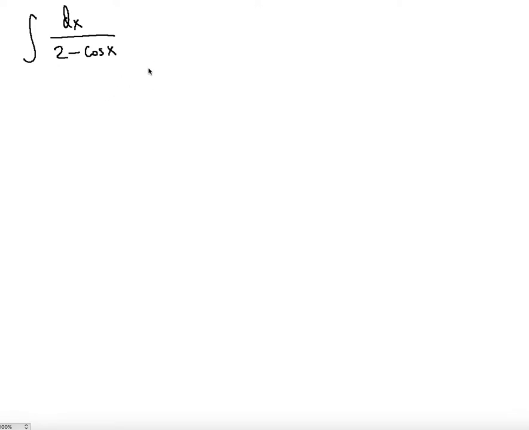Find the antiderivative of 1 over 2 minus cosine of x. Notice that we're going to need substitution. Let u equal tangent of x over 2. If you solve for x using the arctangent on both sides, you're going to get x is equal to twice the arctangent of u. We need the dx.